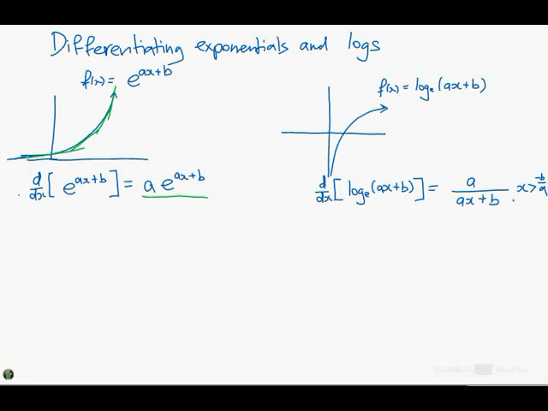and a small condition on x: x bigger than negative b on a, because the inside of the log function, this part, has to be bigger than 0, because the log function is normally only defined for values bigger than 0, and so to fulfill that you need x bigger than negative b on a. So outside of that range the function doesn't exist, and so the derivative doesn't exist.